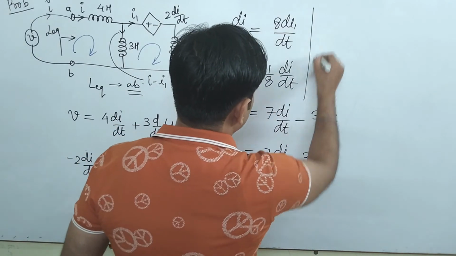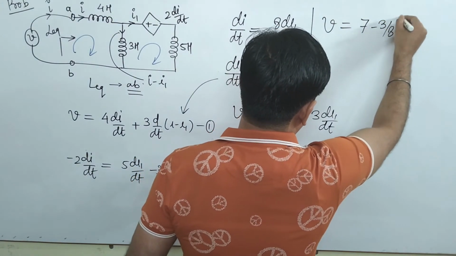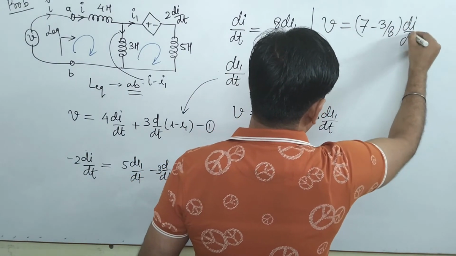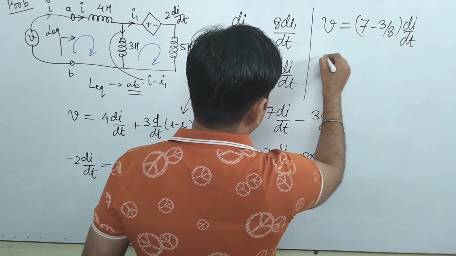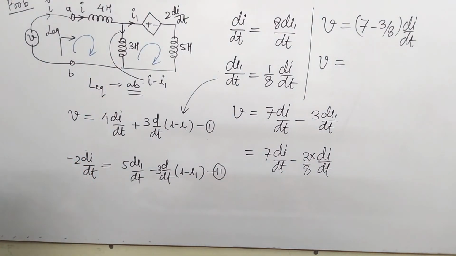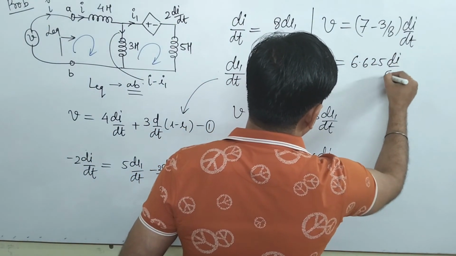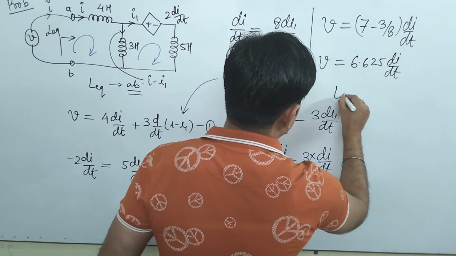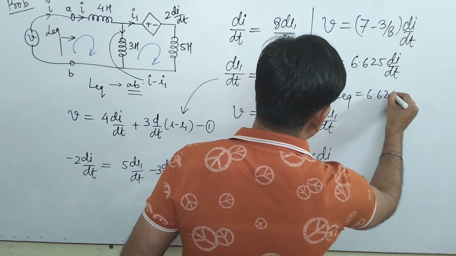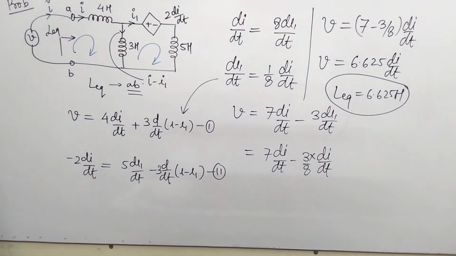So from here you can say that V is equal to 7 minus 3 by 8 di by dt. So what is the answer? If you solve it, it comes to be V is equal to 6.625 di by dt. So your L equivalent comes to be 6.625 Henry. This is your answer. Very simple. Like that we have just solved this problem.